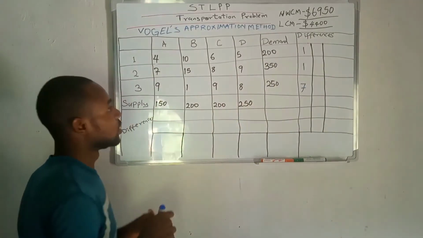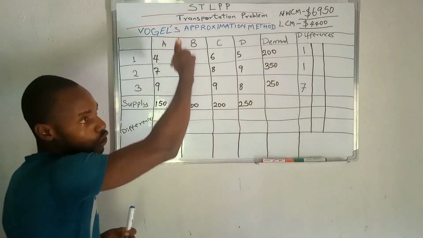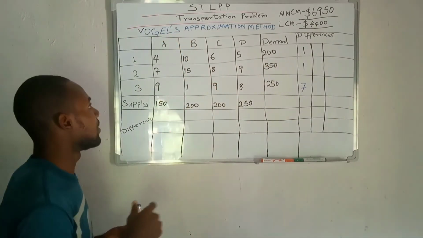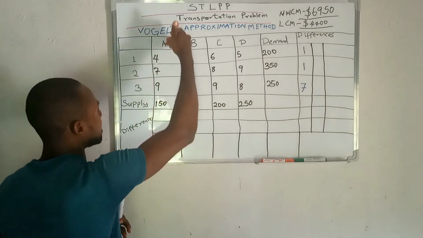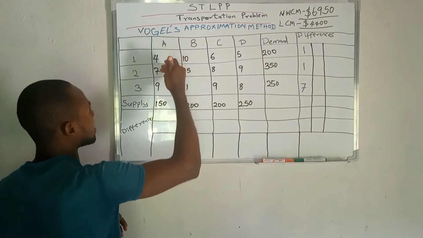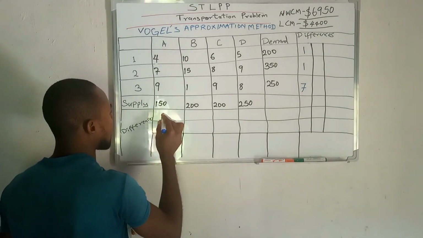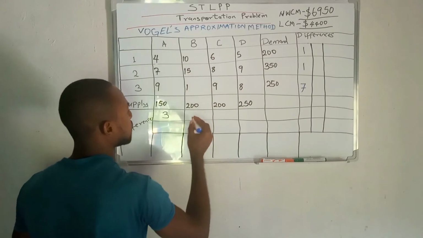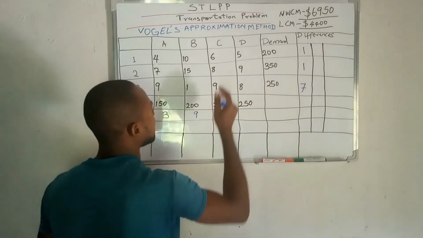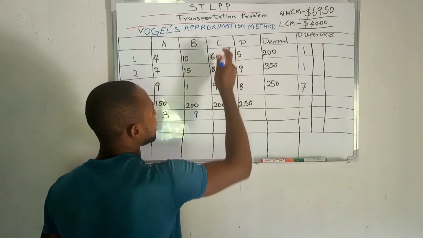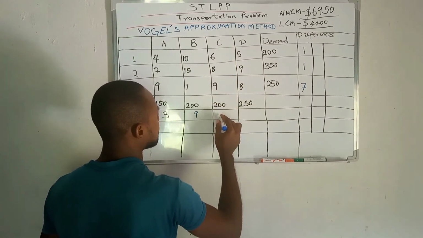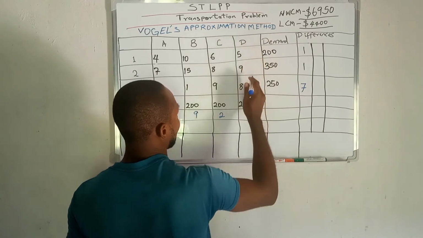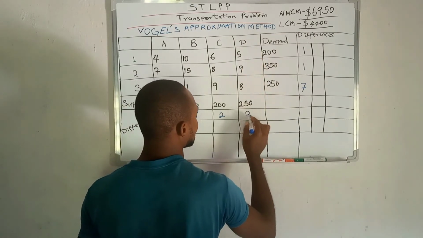And then we do the same thing in each column. We check for the two smallest costs in each column and subtract them as well. The two smallest costs in this column are 4 and 7, and we subtract them to have 3 here. Then we have 10 and 1, we subtract and have 9 here. Here we have 8 and 6, 8 minus 6 gives us 2. And we have 8 and 5, which is 3.